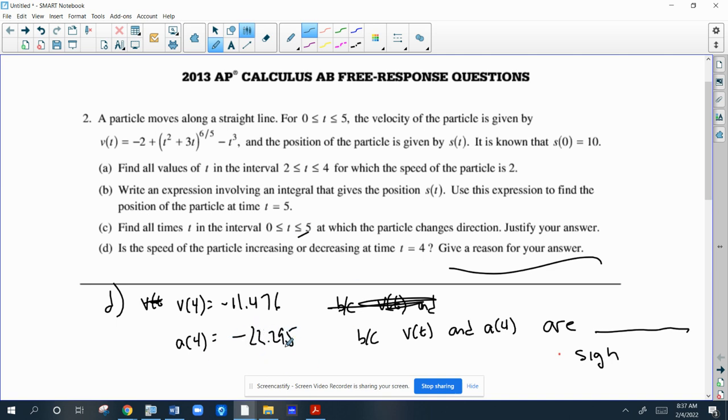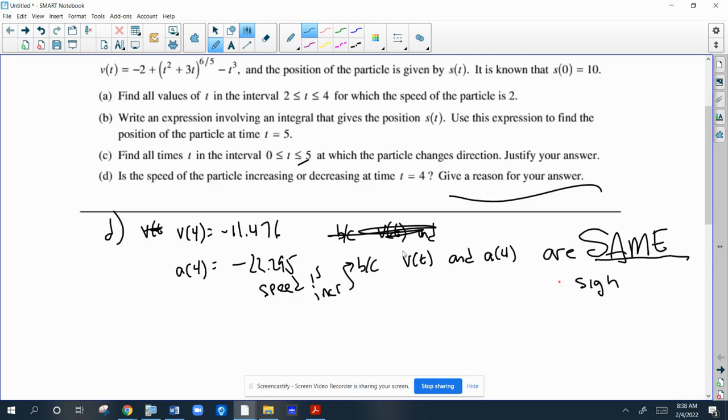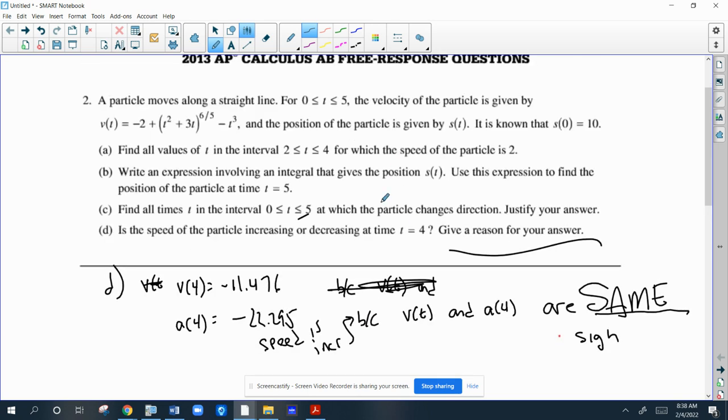So because they are the same sign, we can conclude that the speed, sorry about the mess, is increasing at time t equals 4 because velocity and acceleration have the same sign. And that is it. It's pretty simple. So thanks for watching.